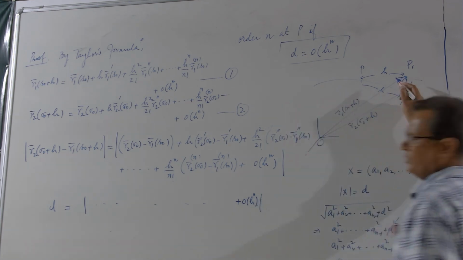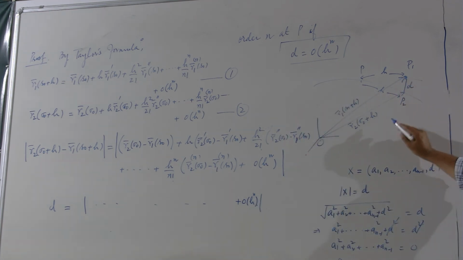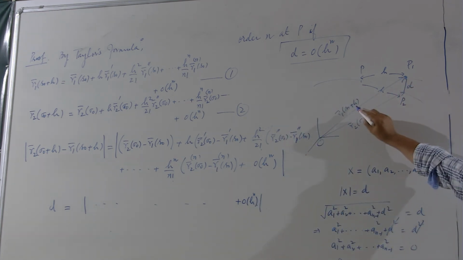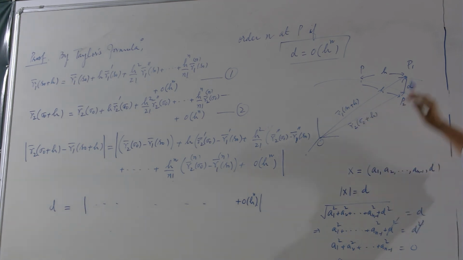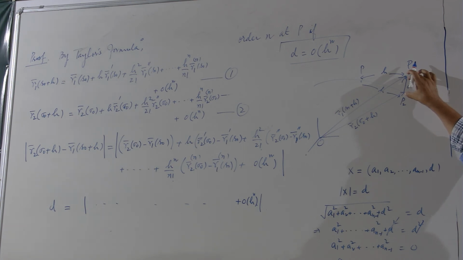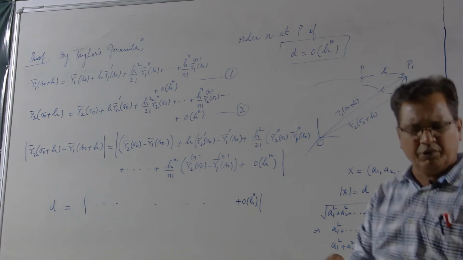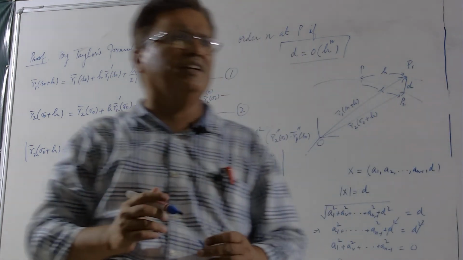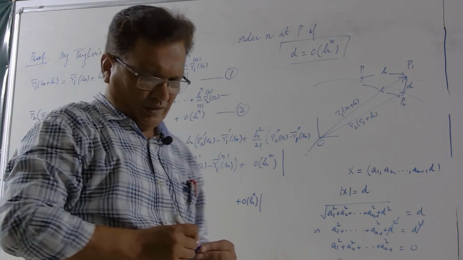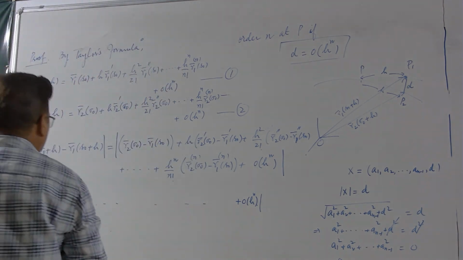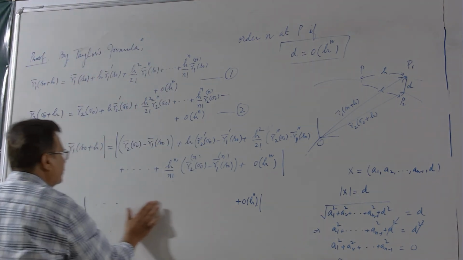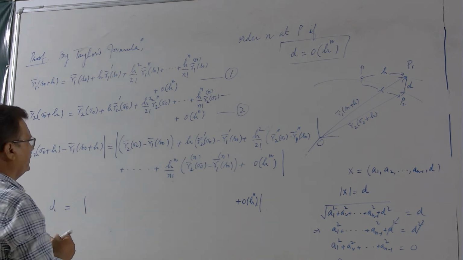OP2 minus OP1, that is R2(σ0 plus h) minus R1(S0 plus h). Their difference is the vector P1P2, and the length of this vector is the distance d. So we are concerned with d because our definition is given in terms of d. So d is equal to this much. If you wish, I can write down all the terms here so that you can see them.